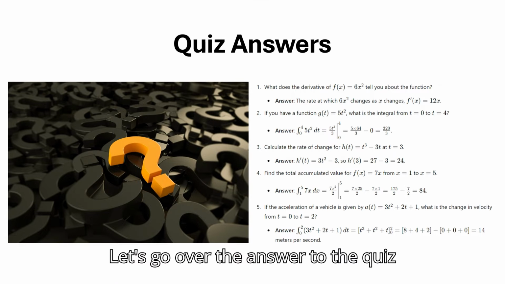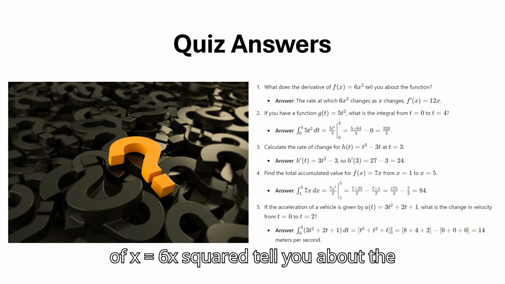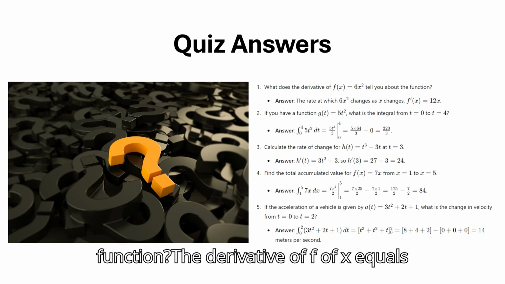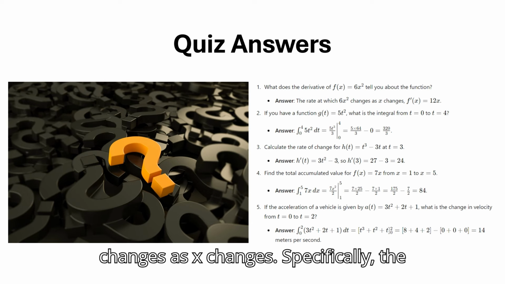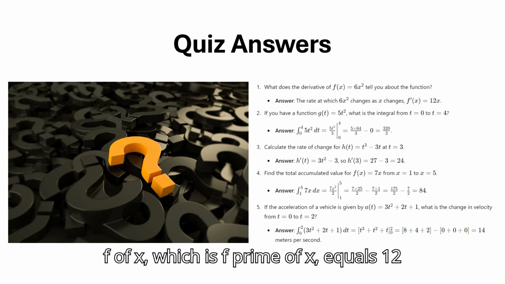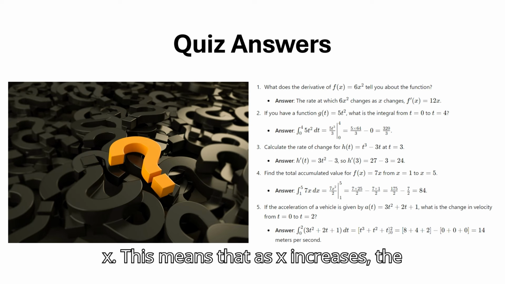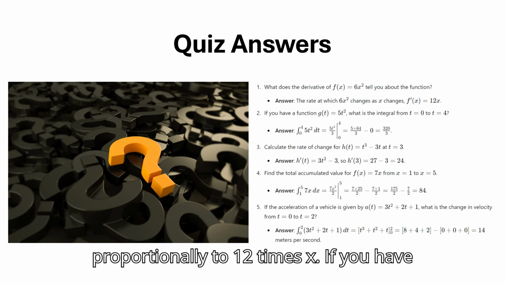Let's go over the answer to the quiz questions. What does the derivative of f of x equals 6x squared tell you about the function? The derivative of f of x equals 6x squared tells us how the function changes as x changes. Specifically, the derivative describes the slope of the function at any point. The derivative of f of x, which is f prime of x, equals 12x. This means that as x increases, the rate of change of f of x increases proportionally to 12 times x.